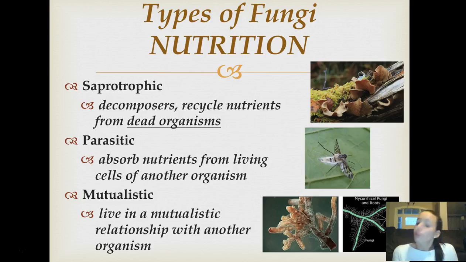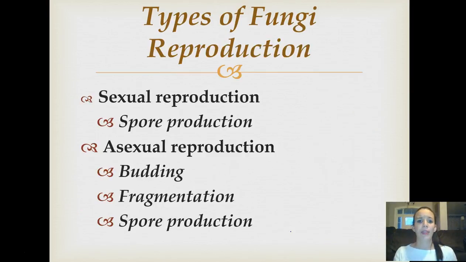Fungi also get their nutrition in various forms. So like I had mentioned, they're all heterotrophs, but they have different ways of consuming food. So some of them are saprotrophic, meaning they're decomposers. They recycle nutrients from dead organisms. There's also parasitic fungi, which absorb nutrients from the living cells of another organism. And then mutualistic. Some fungi do live in a mutualistic relationship, and this is with another organism, not always a fungi. It could be a plant or something like that, which we'll get into in a minute.